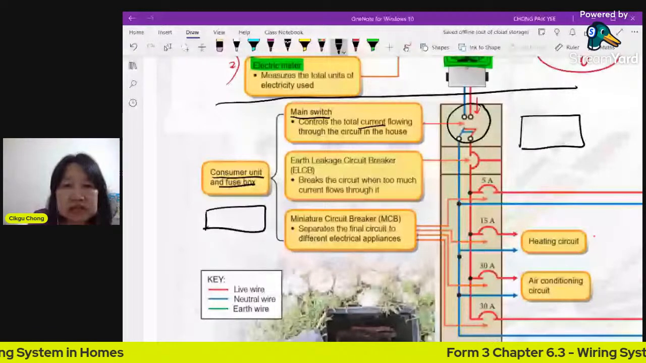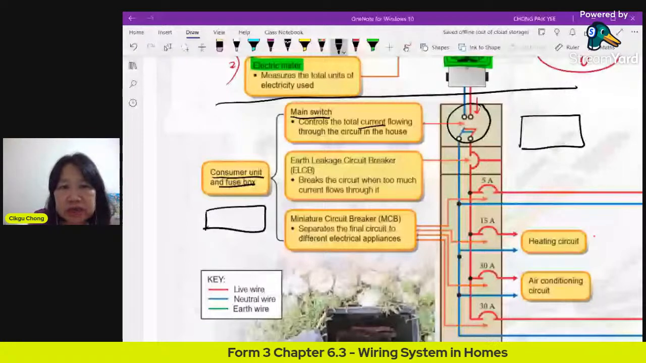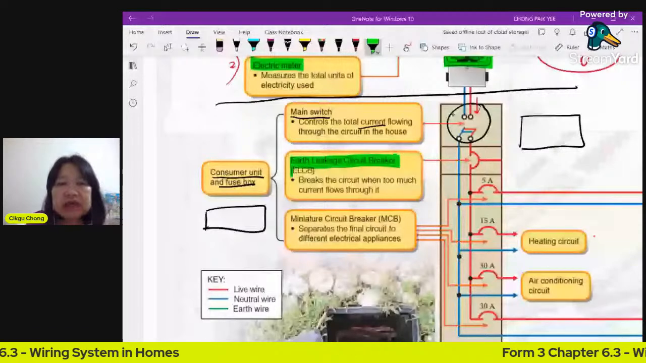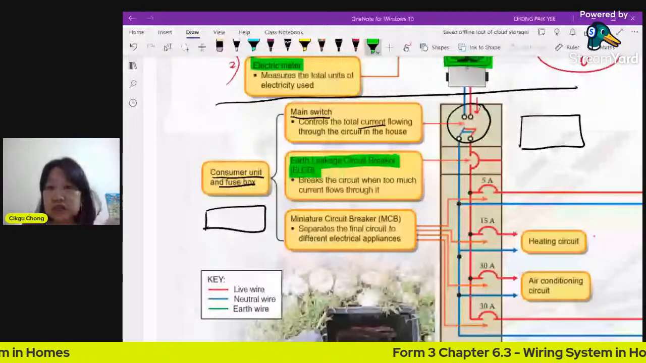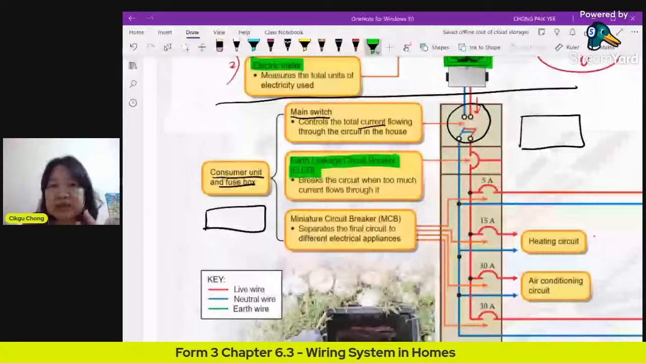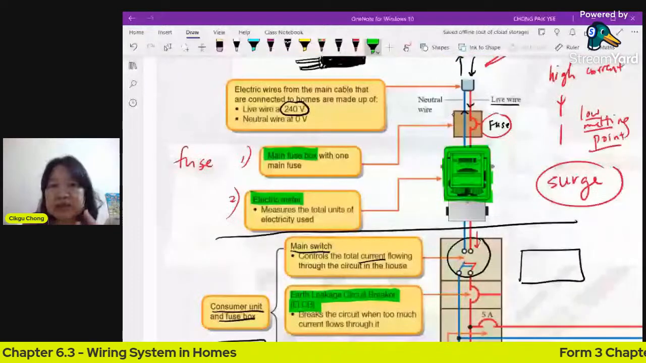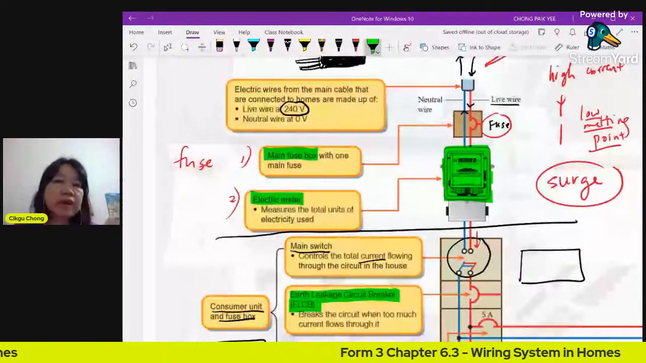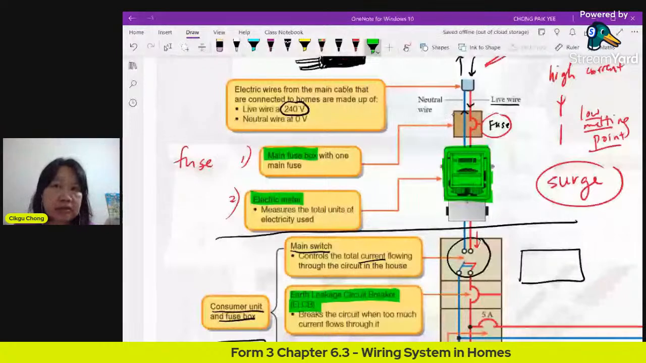ELCB stands for Earth Leakage Circuit Breaker. This is also a protection, a precautionary device to help protect your house. How does it work? It works just like a fuse, but this one you can reset. Just now I mentioned the fuse up here. This is not a resettable one. It means that when the wire breaks, it's already broken. You need to get a repairman to buy a fuse wire and put back the wire.